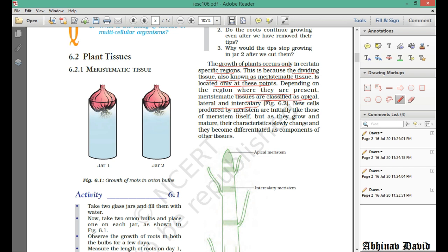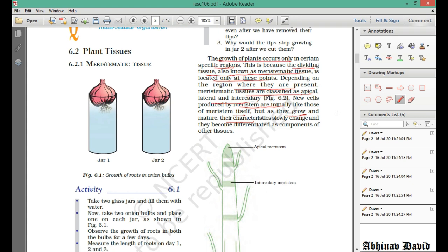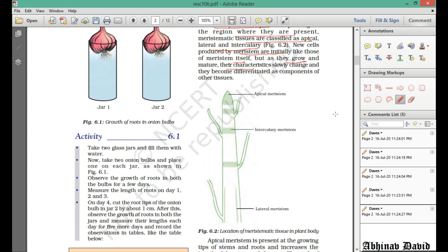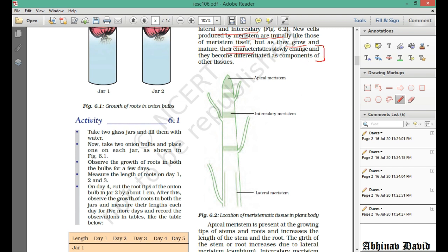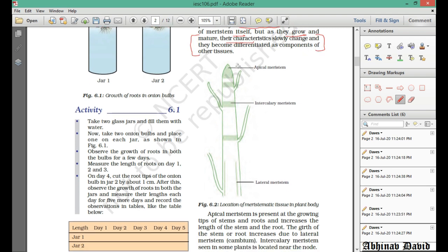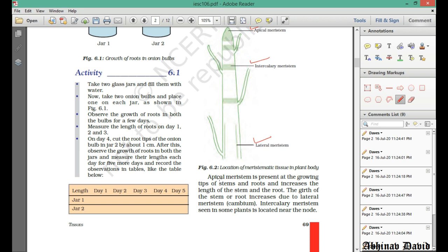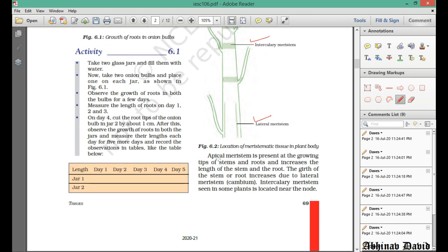New cells produced by meristem are initially like those of meristem itself, but as they grow and mature, their characteristics slowly change, and they become differentiated and form other types of tissues. This part we are going to see when we study the permanent tissues. You can see here apical meristem is present at the tip, intercalary is present between the nodes, and the lateral meristem is present at the sides.